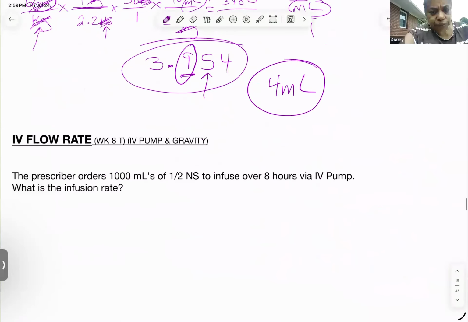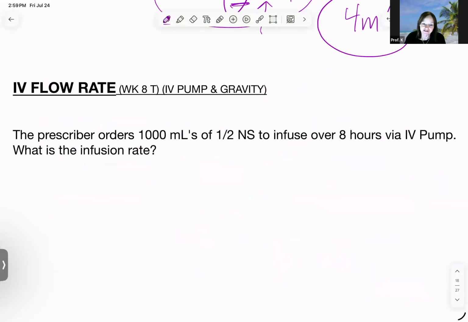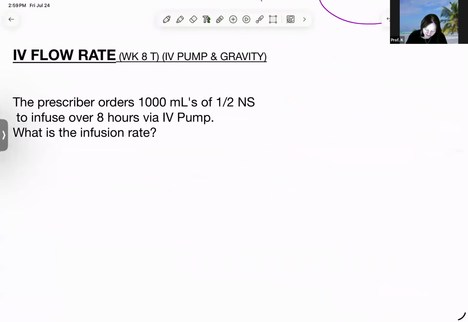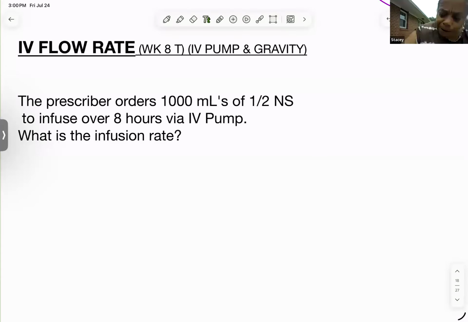All right, so what other kinds of two-factor problems do we have? My favorite kind, the IVs. There's a couple things I want to talk about when it comes to IVs, and hopefully you will remember it when you're taking your test. So do you all know what I mean by an IV? Intravenous. It means fluid is going into someone's vein, right?